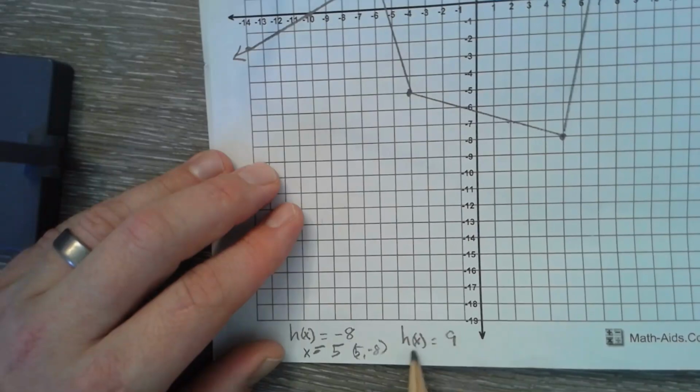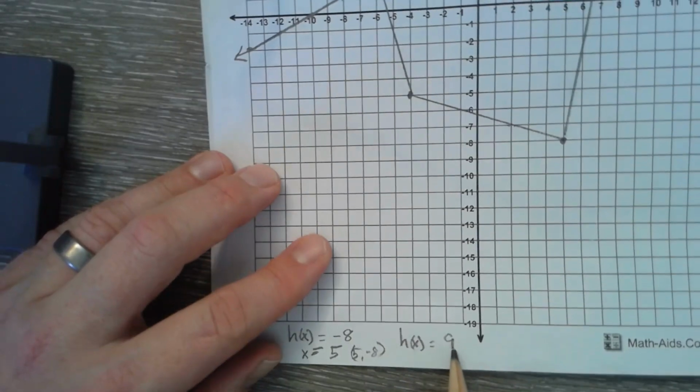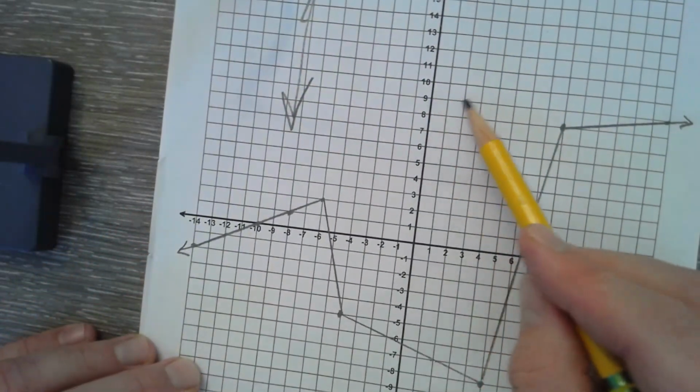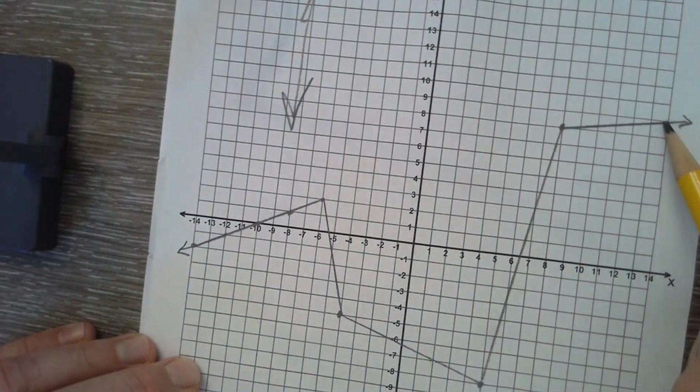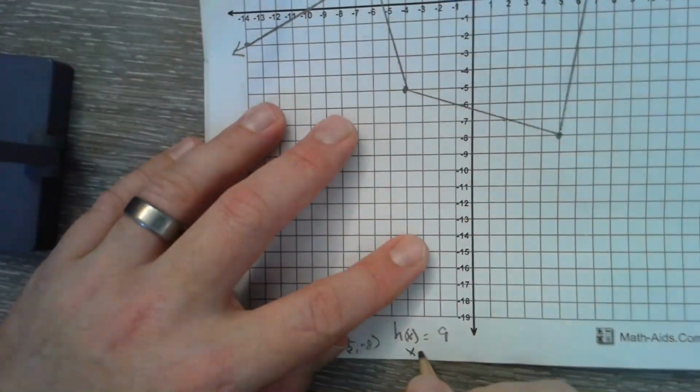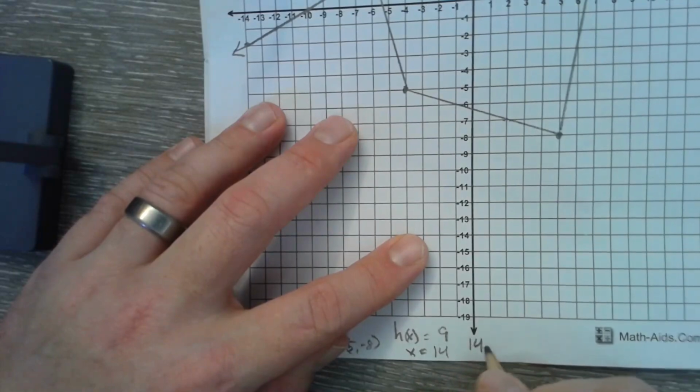H of x is 9. So what x value gives me a y value of 9? Find the y value of 9. Go over to your graph. Go down. My x value is 14. X equals 14. So 14 comma 9.